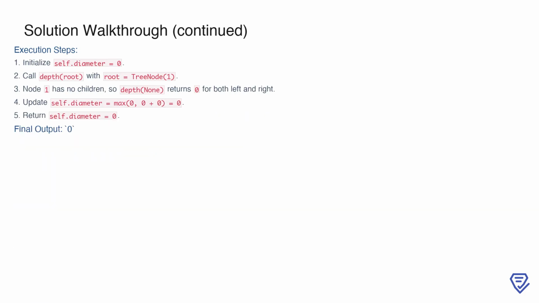In this final example, we have a binary tree with just a single node, 1. Since this node has no children, the depth function returns 0 for both its left and right subtrees. The diameter calculation at this point remains 0, as there are no paths between nodes. The height of the tree is simply the height of the single node, which is 1. Since there are no other nodes to consider, the diameter of the tree is finalized as 0. This is returned as the final output, representing the absence of any paths in the tree.